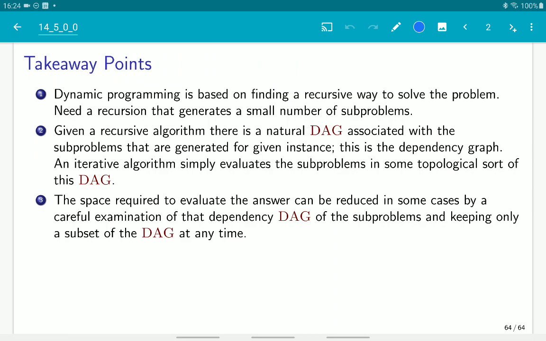Okay, so just remember that dynamic programming has a deep connection to DAGs, and problems on dynamic programs are also related to problems on DAGs. And this is it for now.